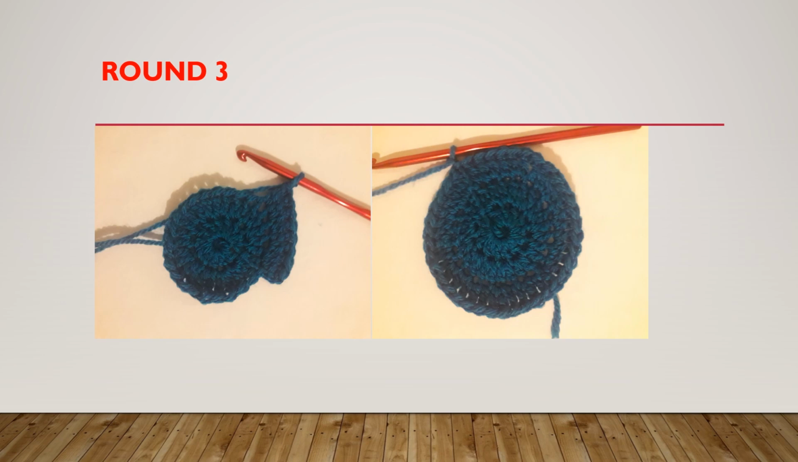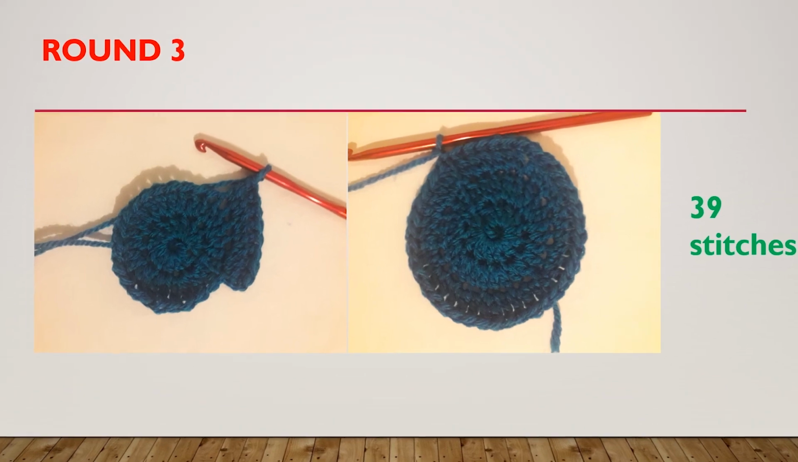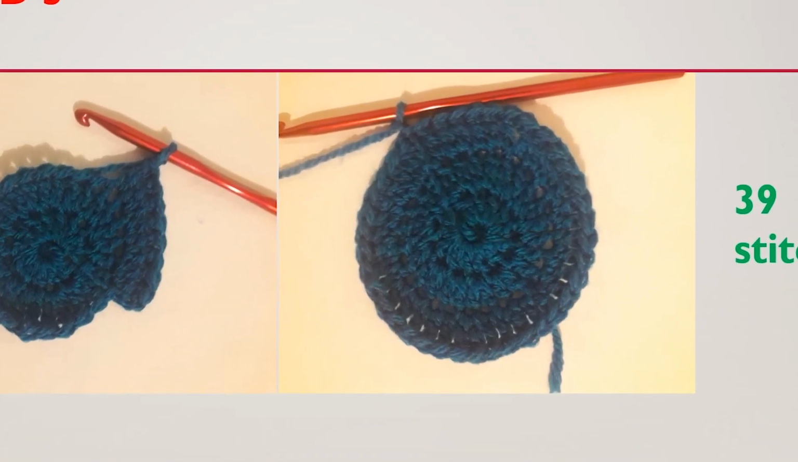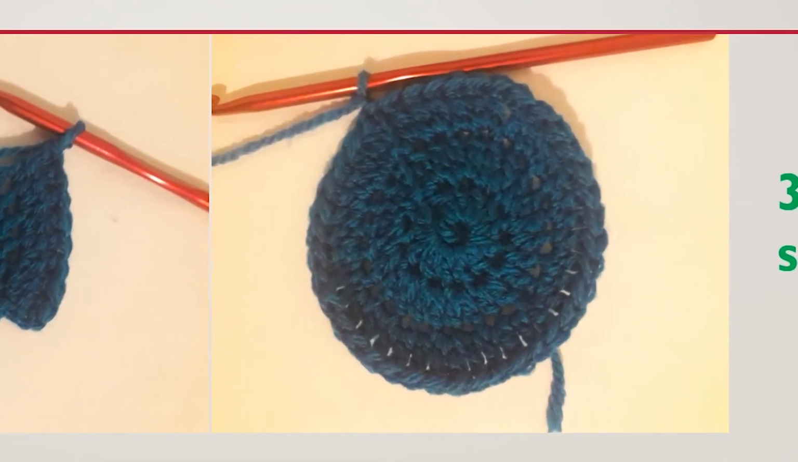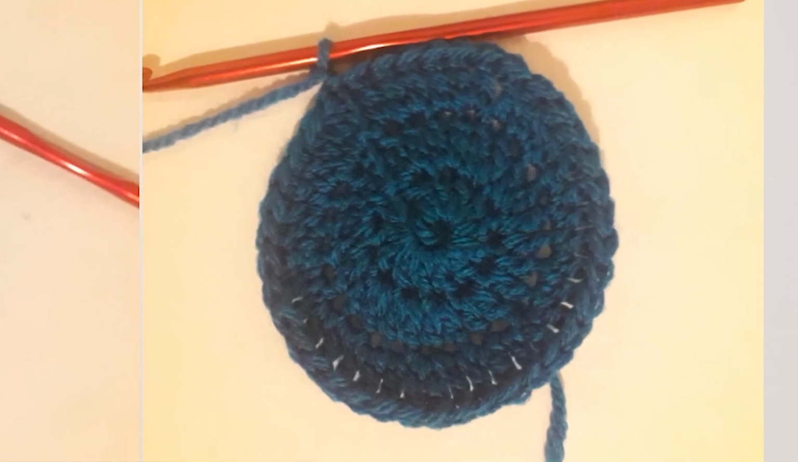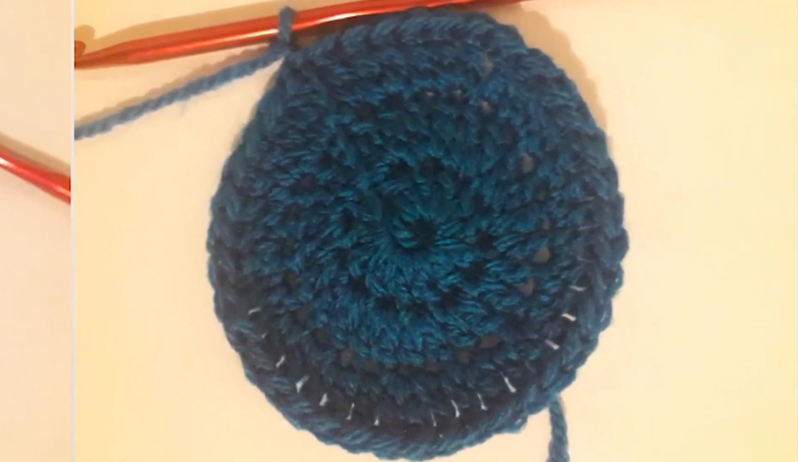For round 3, we use what we call the 2-1 sequence. What that means is that in our first stitch, we will place 2 stitches, and then in the next stitch, we will place 1 stitch. Then 2 stitches in the next stitch, then 1 stitch in the next stitch, and we do this all the way around. If you start with 2 stitches, then you should end with 1 stitch. At the end of round 3, we will have 39 stitches.